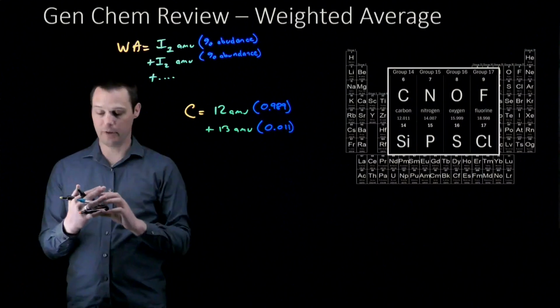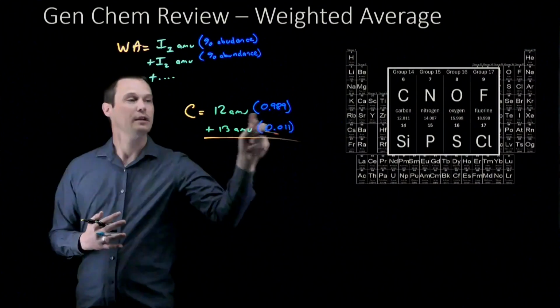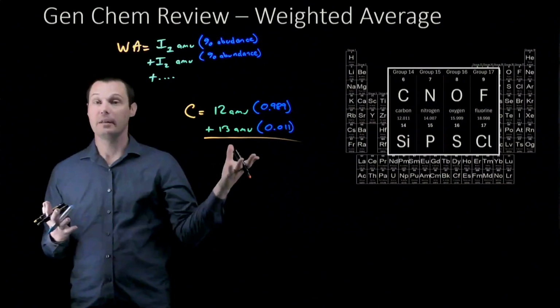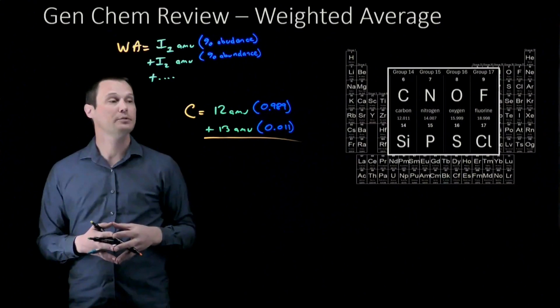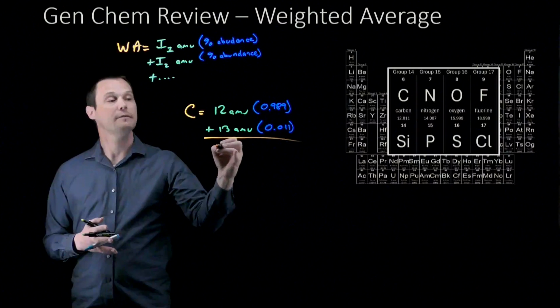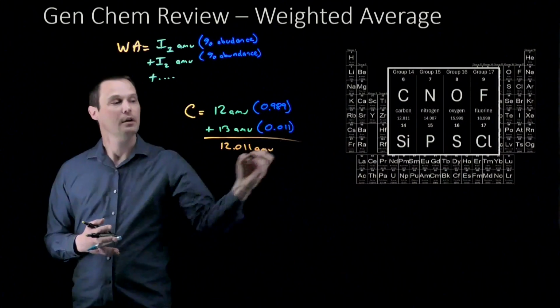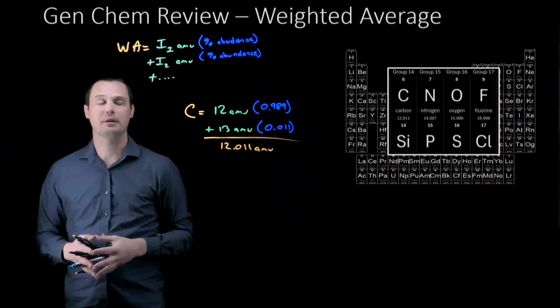So this is the formula then for the weighted average. If you take the isotope times its natural abundance plus the next isotope times its natural abundance, these are the 2 commonly occurring natural isotopes of carbon, then we get the official atomic mass of 12.011 amus. This is where the periodic table atomic mass comes from, the weighted average of each of the naturally occurring isotopes of that element.